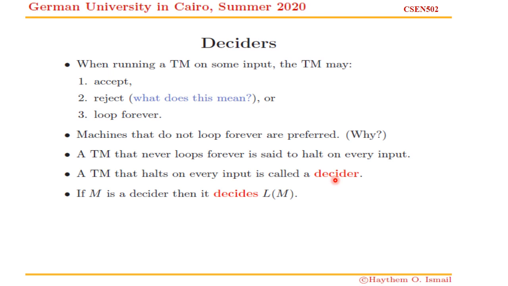But if the machine is not a decider, if it runs forever on some inputs, then it does not decide its language, right? Basically because there will be strings not in the language on which it will run forever, and for those you will never be able to tell whether they are in or out.